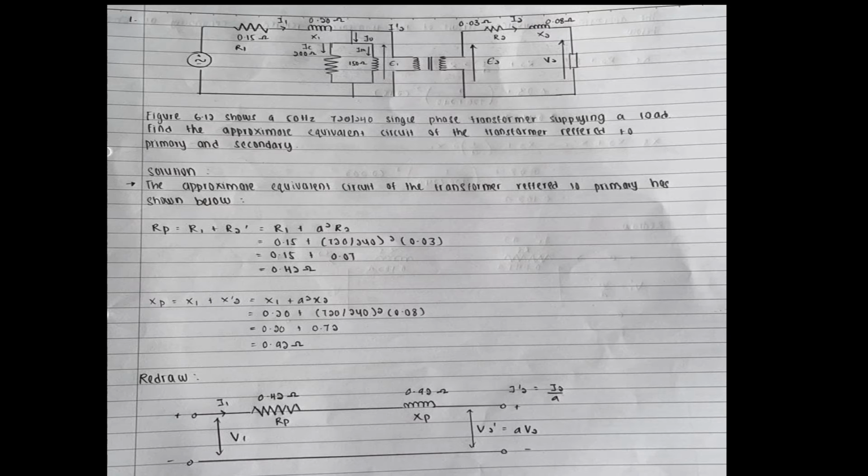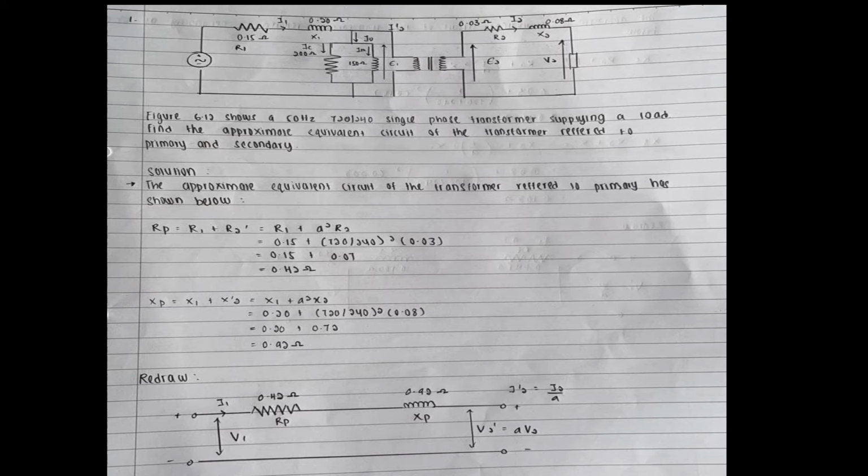Okay, Figure 1.12 shows a 50 Hz 720/250 single phase transformer supplying a load. Find the approximate equivalent circuit of the transformer, referred to the primary and secondary.